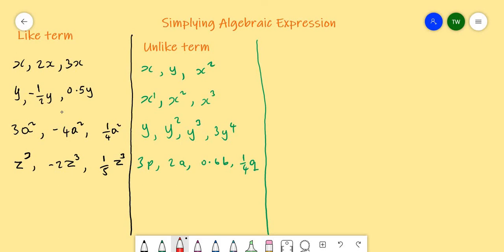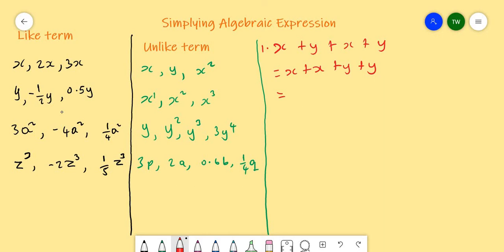So let's look at the first example. Let's say you are given x plus y plus x plus y, and you are asked to simplify this algebraic expression. Note here, we have two sets of variables, x and y. So first, we would need to group the like terms, right? So here, we could group the x's. So if we group the like terms, what we would write here is x plus x plus y plus y, right?